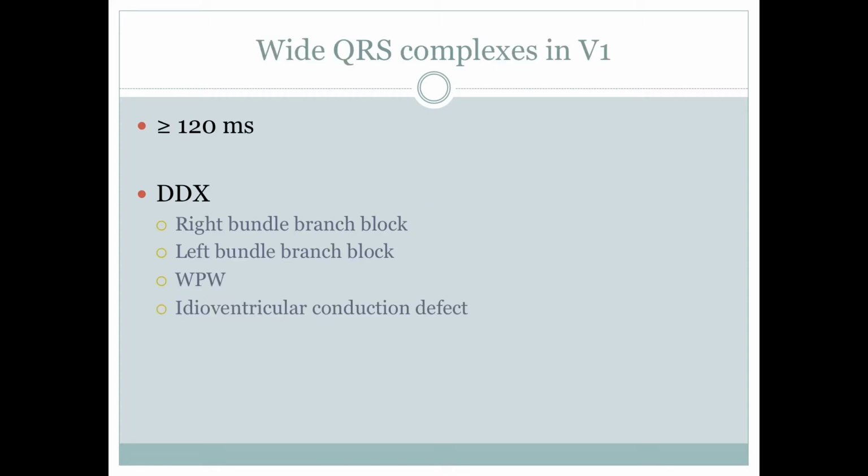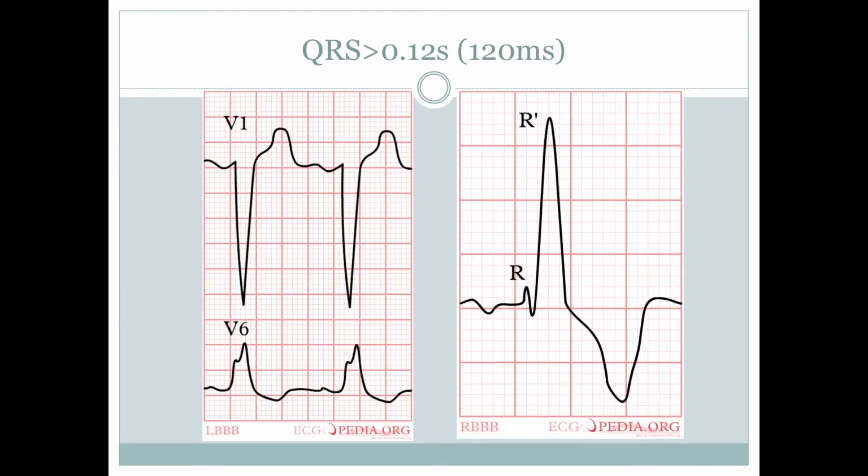So moving quickly into wide complexes in V1. The differential for wide complexes in V1 is right bundle branch block, which you know about, left bundle branch block, and WPW with that slurred delta wave, which can prolong your QRS complexes, as well as any kind of idioventricular conduction defect. The definition of a wide QRS complex is anything greater than 120 milliseconds or 3 little boxes. So this is what a left bundle branch block looks like.